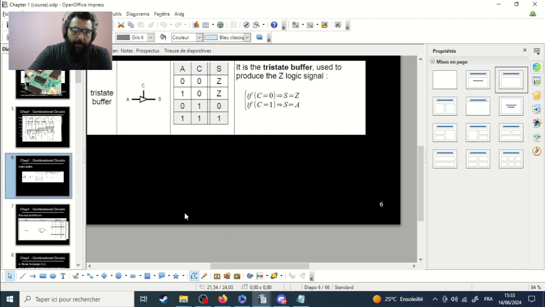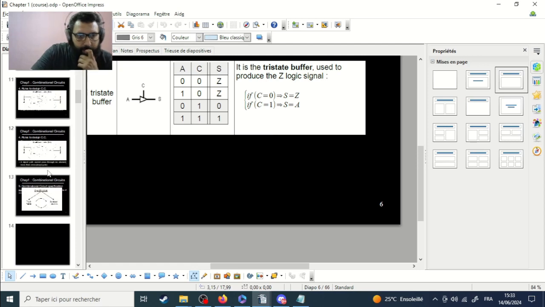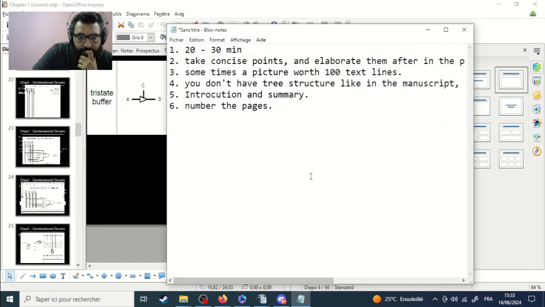Okay, what else do we have? The content of the presentation. You have the main content. You have the four chapters. The first chapter was about the definitions, etc. You have to take what you have in all the manuscript. Take the main points of the manuscript. You have definitions of what we did in the first chapter.